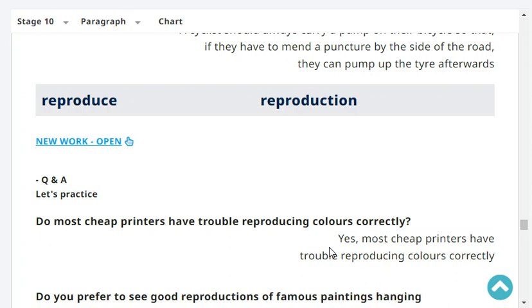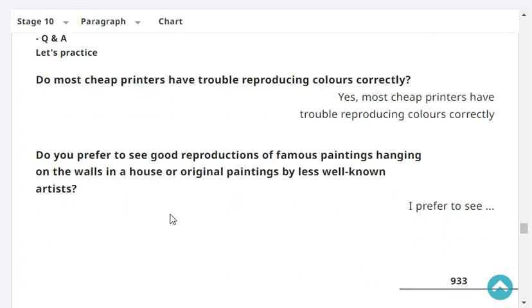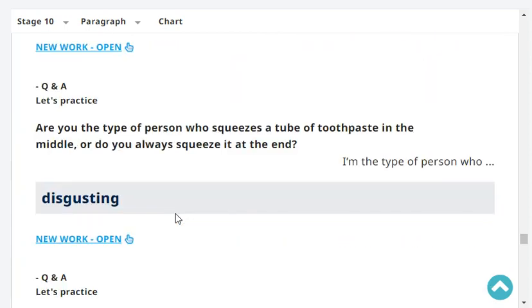Reproducing colors correctly. Very good. Are you the type of person who squeezes a tube of toothpaste in the middle, or do you always squeeze it at the end?